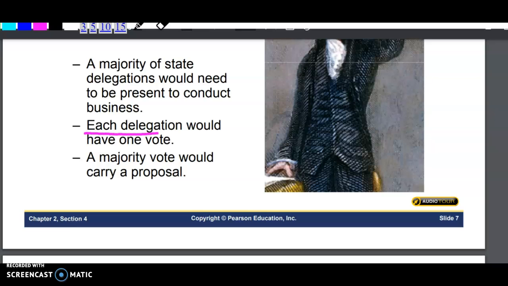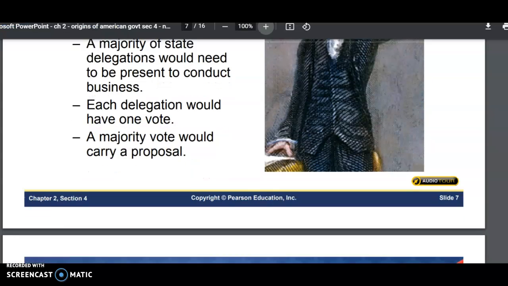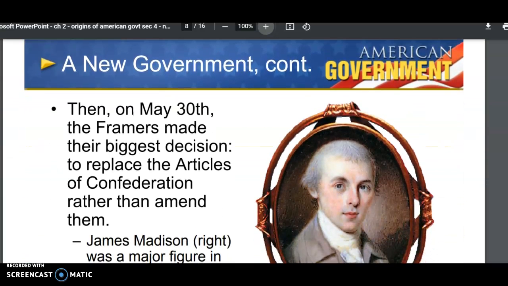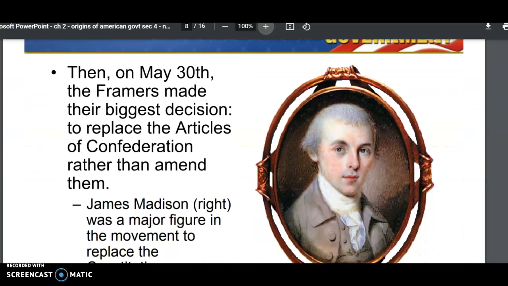Each delegation would have 1 vote, and a majority vote would carry a proposal, which really just means a majority vote would win, which is how our House of Representatives and Senate conduct business today. Majority wins, majority rules. We talked about that in Chapter 1. So no new heading, still talking about the new government.